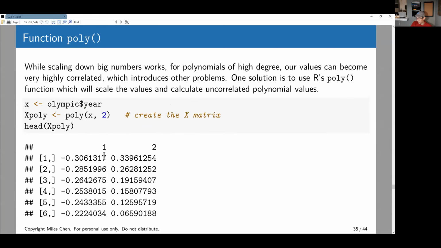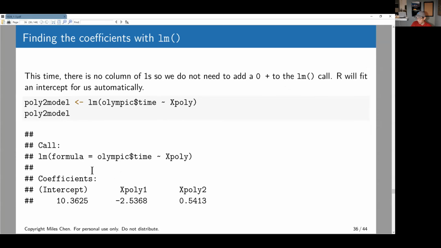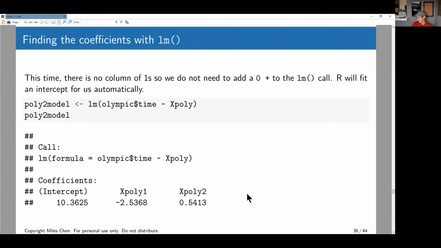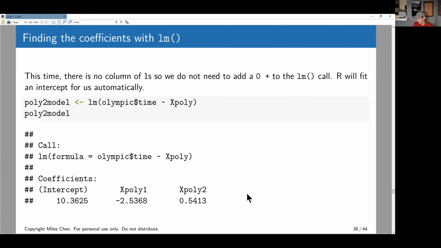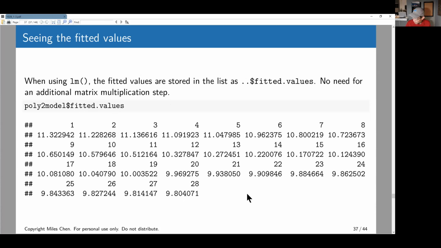Okay, here there's no column of ones, so we don't add the 1 0 plus 0. So I'm going to fit a polynomial of degree 2, and we get this, and we get the intercept is this, the linear term is this, the quadratic term is this. Okay, and unfortunately, we lose a lot of interpretability. All right, because we're not quite exactly sure what this negative 2.53 means in terms of the linear fit here. Okay, so we lose a little bit of interpretability, but we can still figure out the fitted values using the linear model.